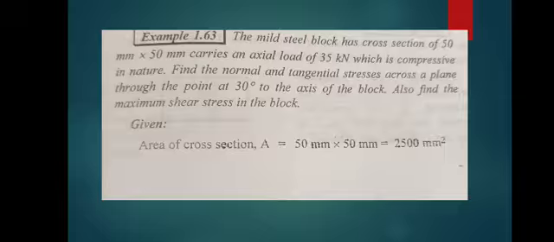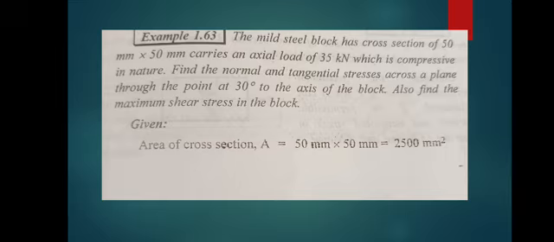What is given in the question? The mild steel block having a cross section of 50 mm cross 50 mm, which means the area of cross section value is given. Therefore, how do we calculate the area? 50 cross 50. The value is 2500 mm square. Carries an axial load of 35 kN, which means the load value is given.